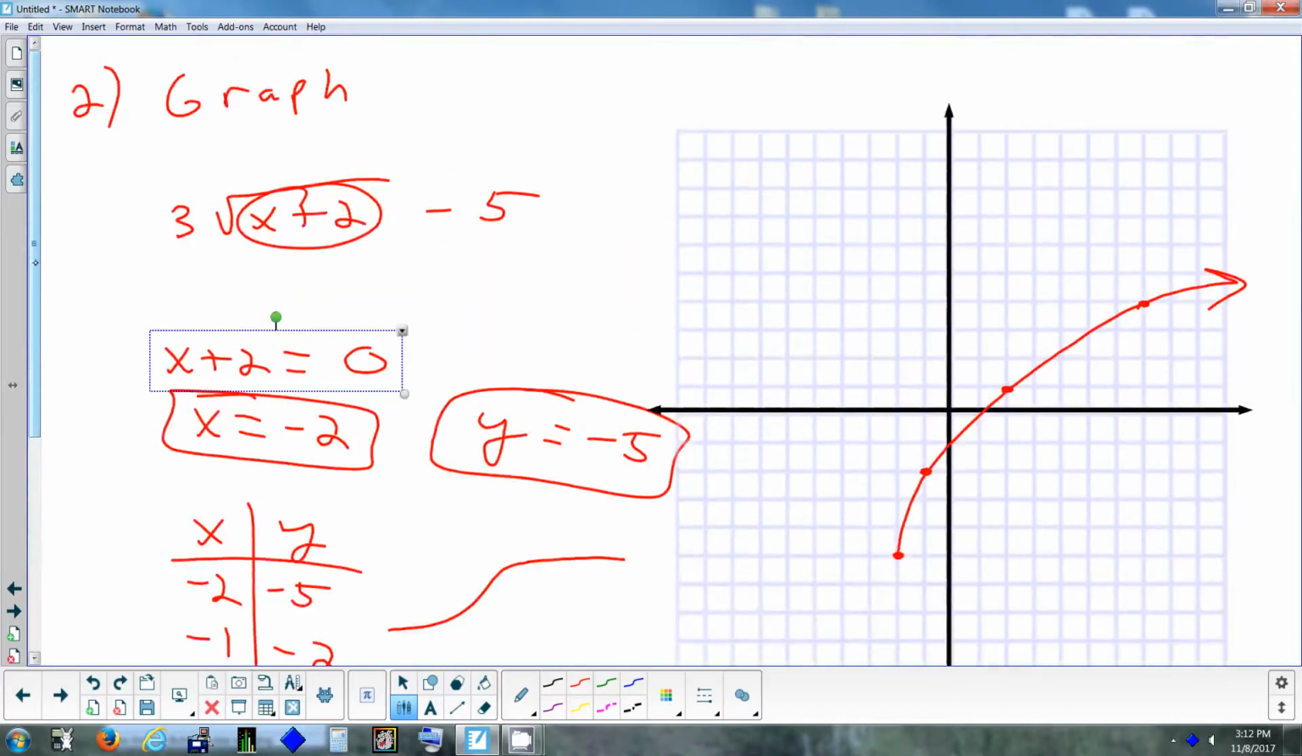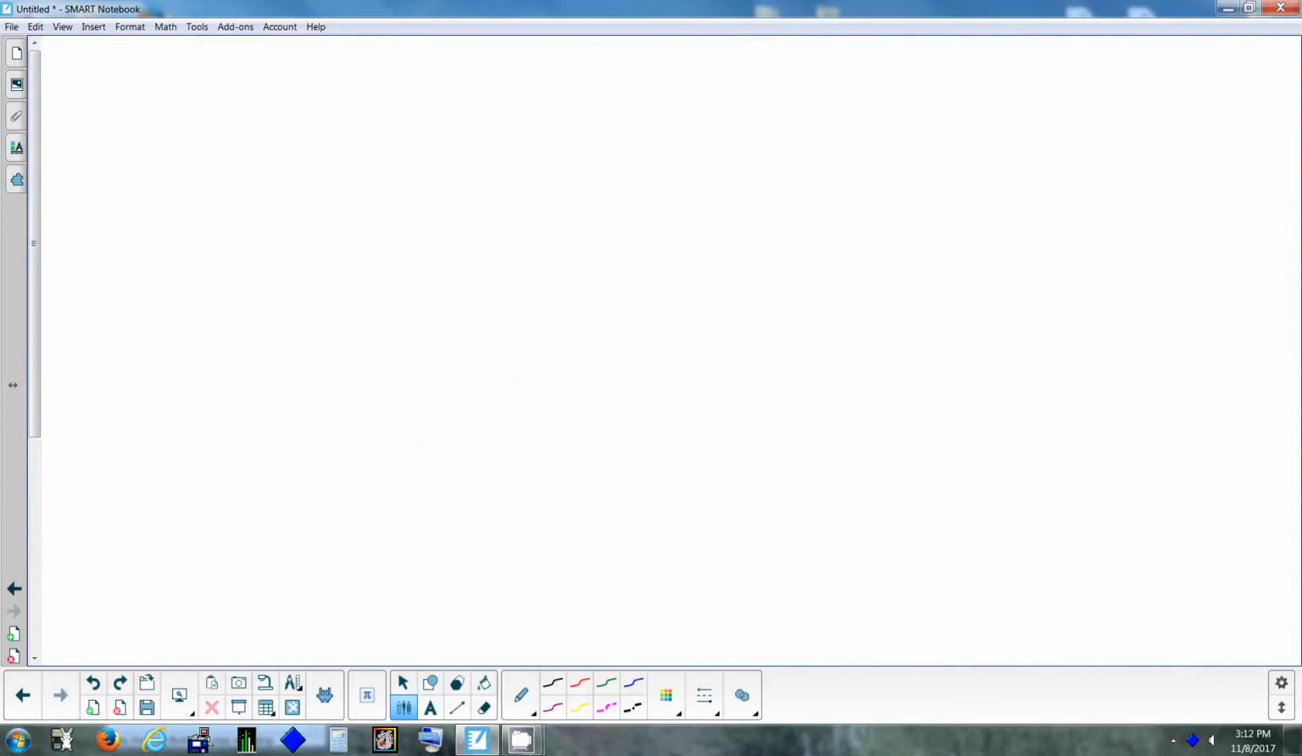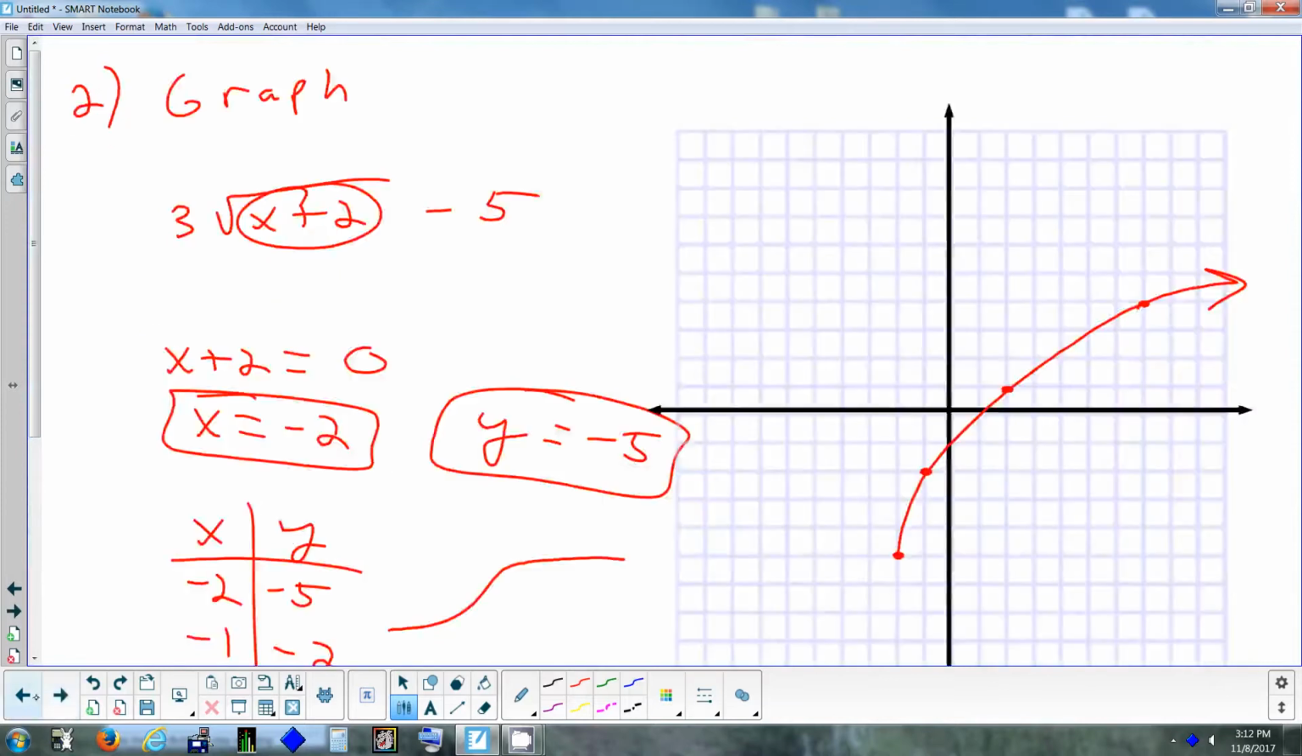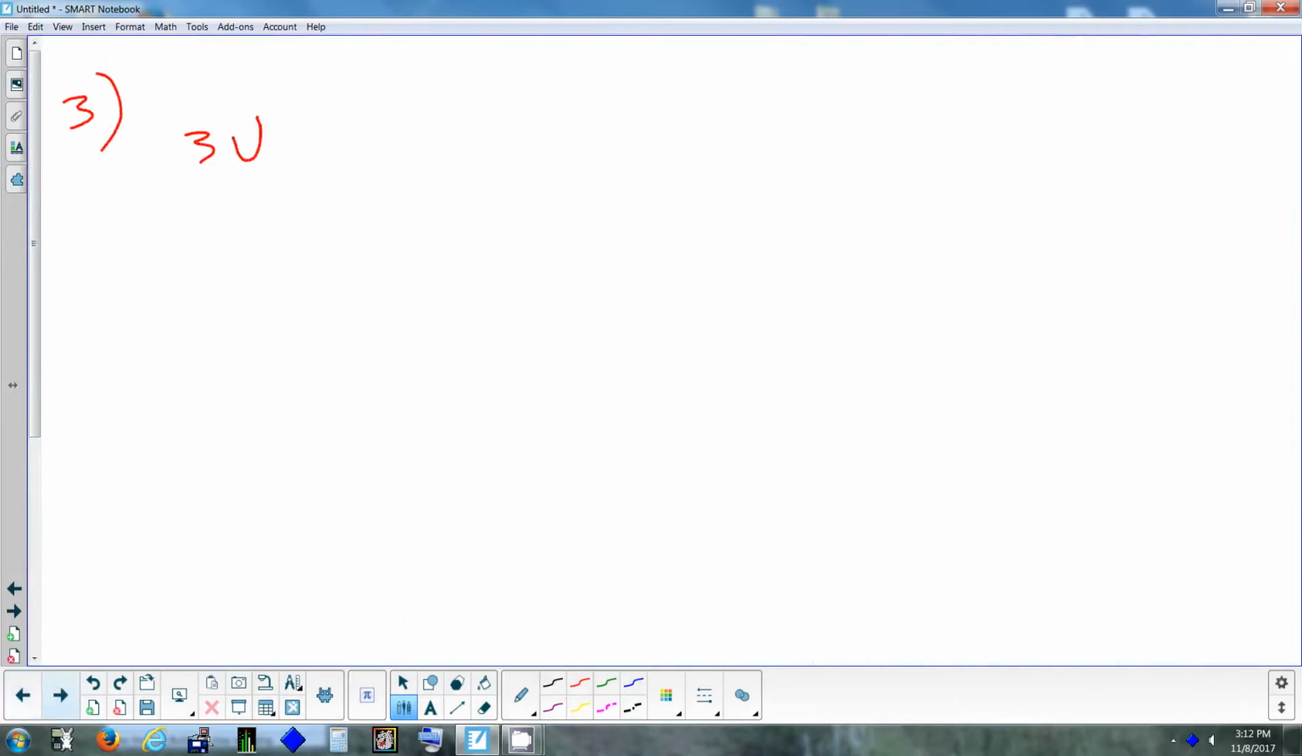All right, so let's actually use that same graph, and let's describe the transformations. So we have 3 square root of x plus 2 minus 5. So assuming that this is our base that we're going to compare everything to, Tessa, how many transformations are happening to turn square root of x into what we have there? 3. Yep, there's 3.